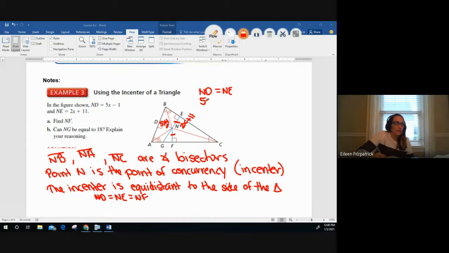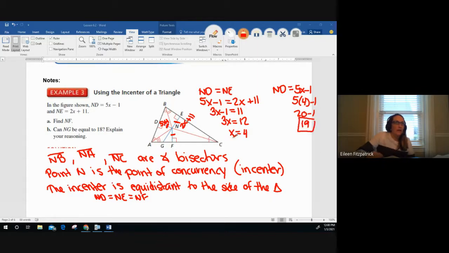Therefore, 5x minus 1 is equal to 2x plus 11. I can solve for x, so subtract 2x from both sides. 3x minus 1 is equal to 11. Add 1 to both sides. 3x is equal to 12. Divide by 3, x is equal to 4. So I know x is equal to 4, which means that ND is 5x minus 1. That's 5 times 4 minus 1. That's 20 minus 1. That's 19.